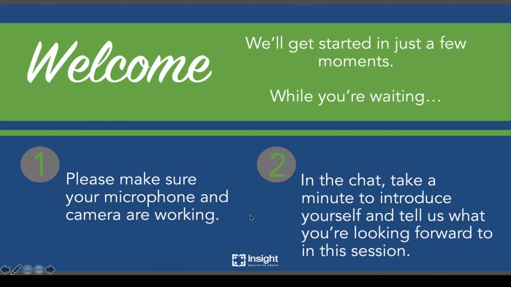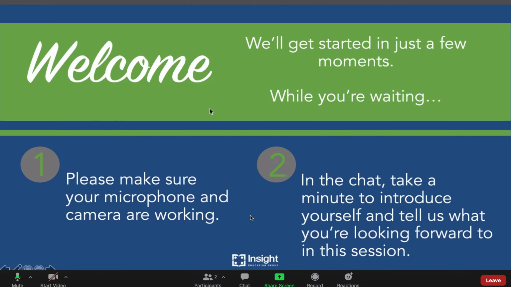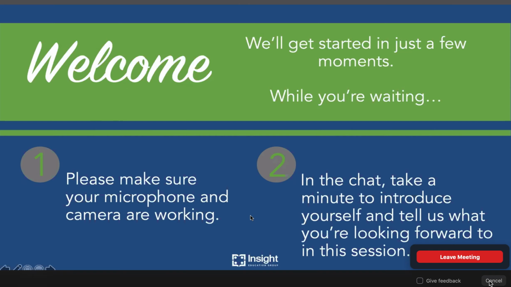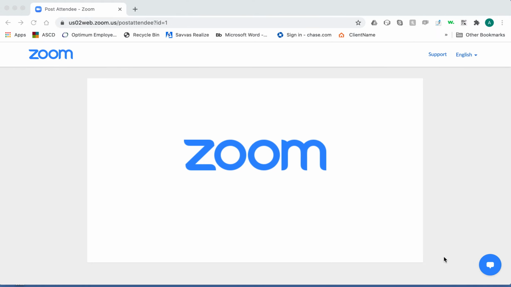The last thing, once you get to the end of your training and you're ready to log off, is the last button on your toolbar, which is the Leave button. Once you are ready to disconnect, you simply click on the Leave button and you click Leave Meeting. Once you click that, you will be automatically disconnected and it will take you back to this Zoom page.